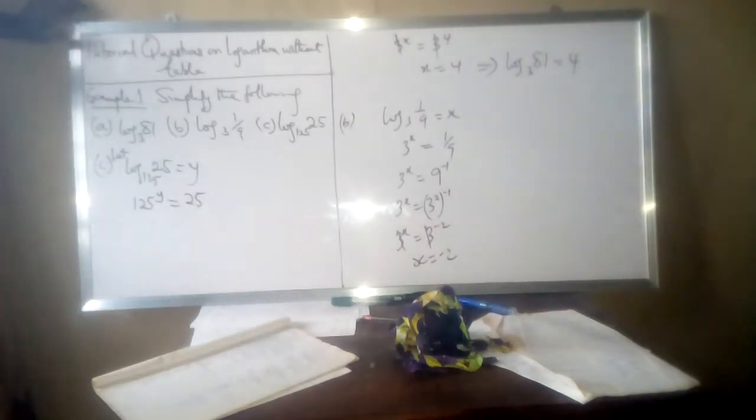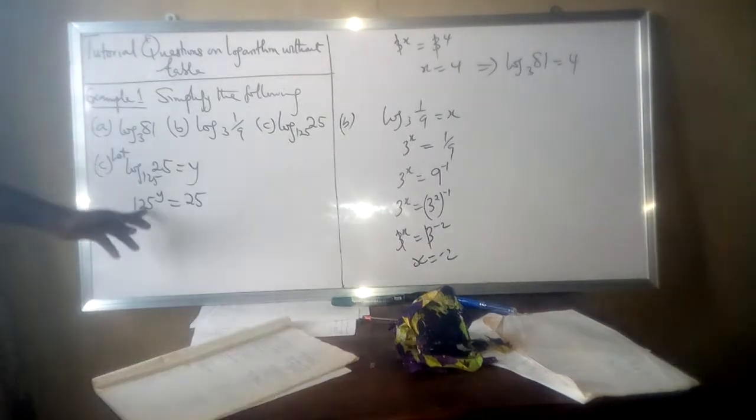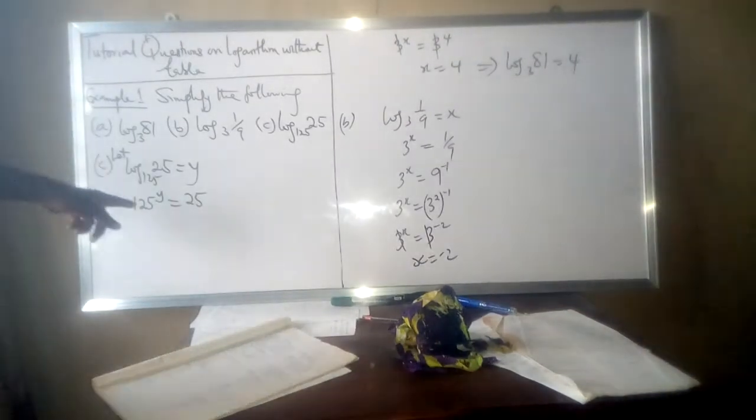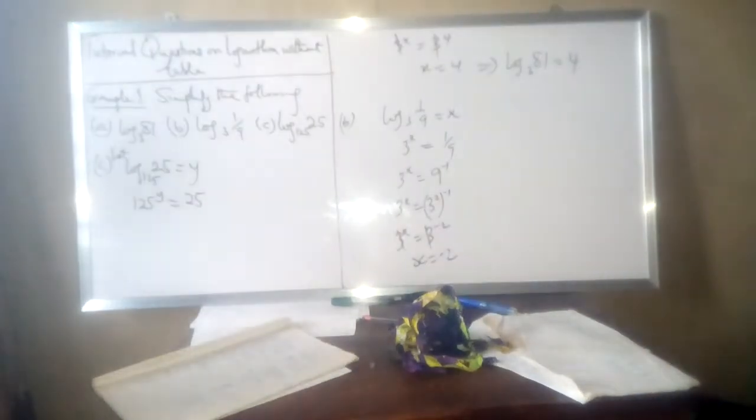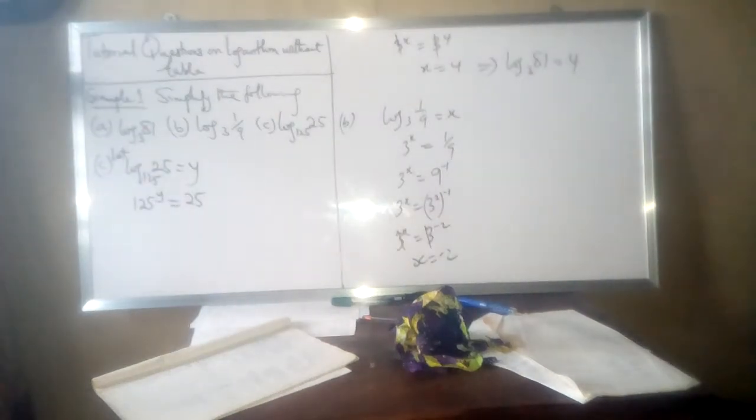Okay? 125 raised to power y is equals to what? 25. Now, something is common to 125 and 25, and that is 5. So 5 can go in 125, 5 can go in 25. Okay? So 5 in 25, we are going to have 2 5s in 25.